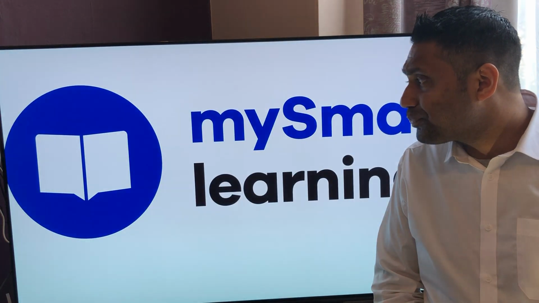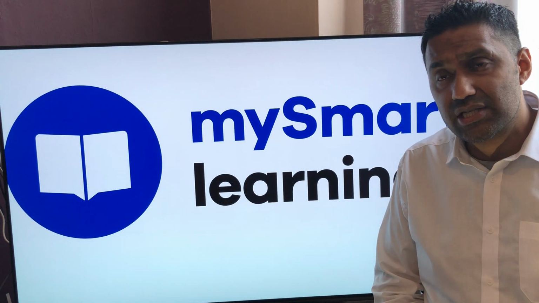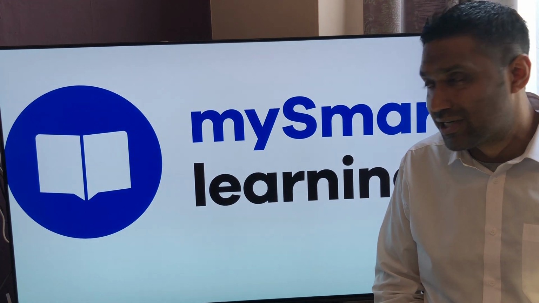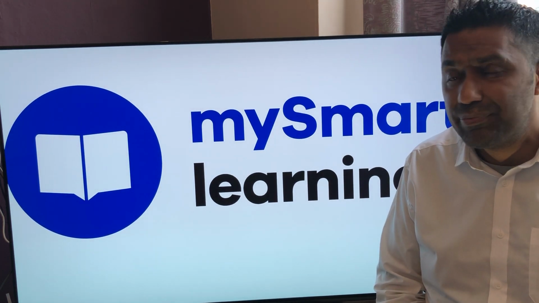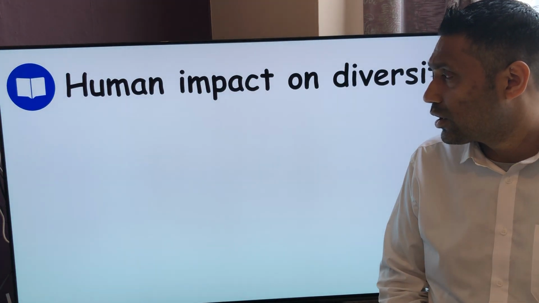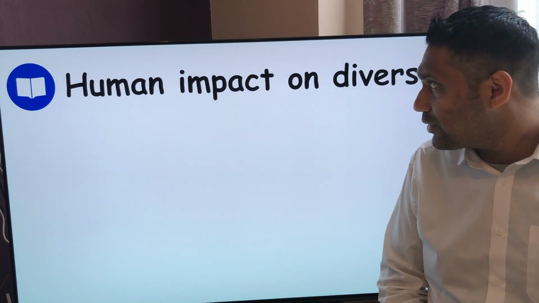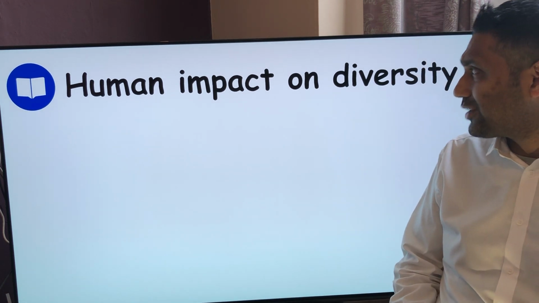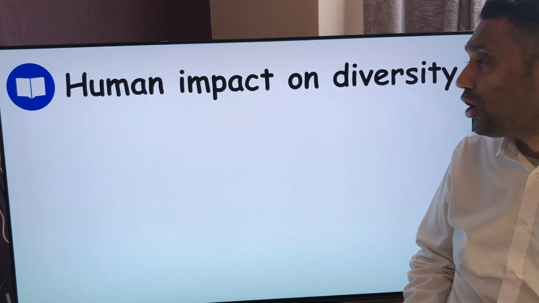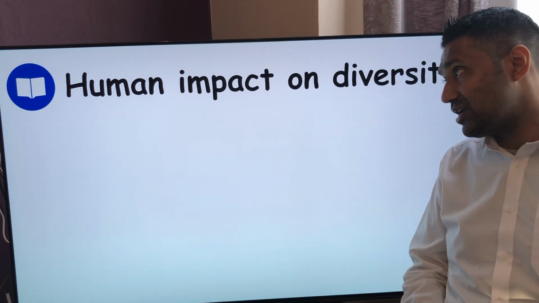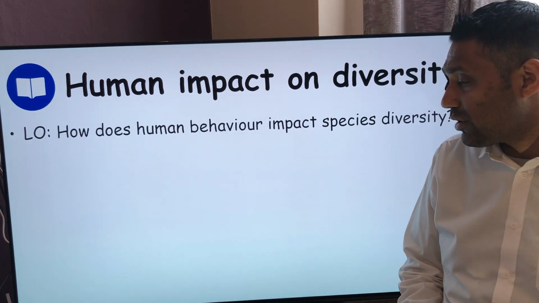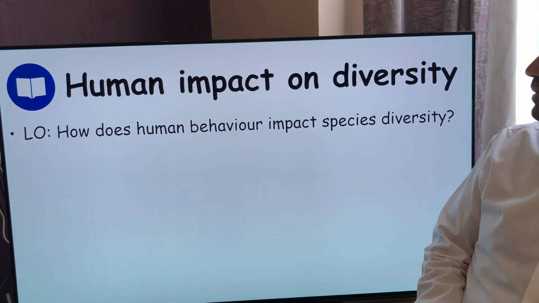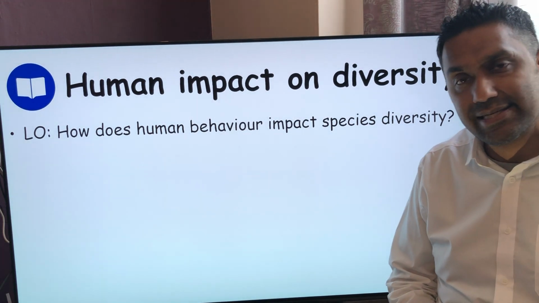So last time we looked at species diversity and we also looked at classification. This is chapter 10, and we're going towards the end of that now. We're halfway through this. Today we're looking at the human impact on species diversity, on diversity of living things. So a learning objective: how does human behavior impact species diversity?